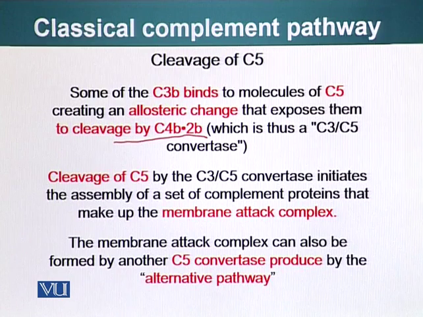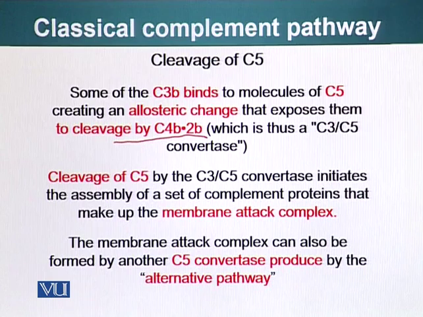Cleavage of C5 by C3 C5 convertase initiates assembly of a set of component proteins that make up the membrane attack complex. Basically, one strategy is to allow the phagocytic cells to engulf the pathogen. The other strategy is to activate proteins which make little holes on the surface of the pathogen, causing it to die because of influx of water. Water will move into the pathogen and destroy it.